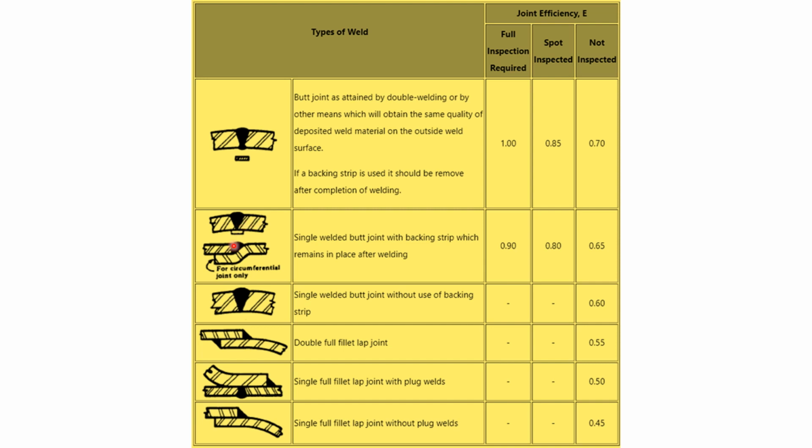You have a butt joint, but you put a back strip. But in type 2, it is not required to remove the back strip. Okay, you can put the back strip in place after welding, and no need to remove it. Okay, and in some circumferential joints, what happens?